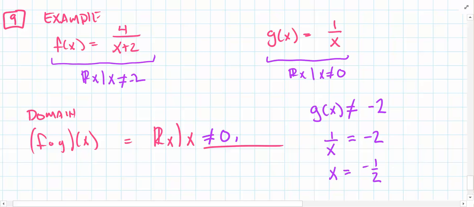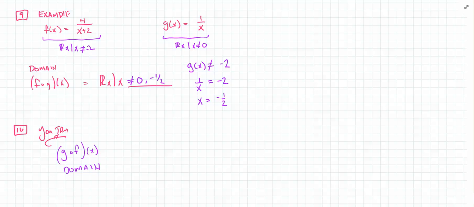So the last thing is for you guys to try to give me the domain of the composite for g of f of x, using the same functions as above, g and f right there.